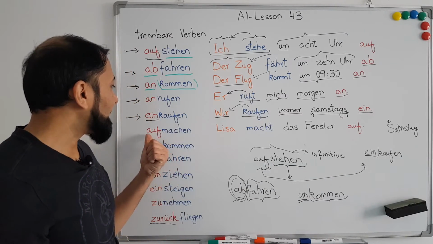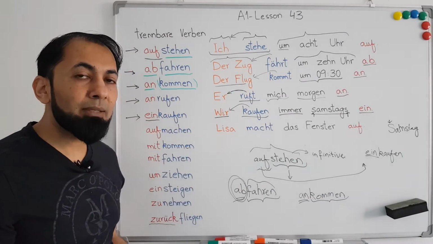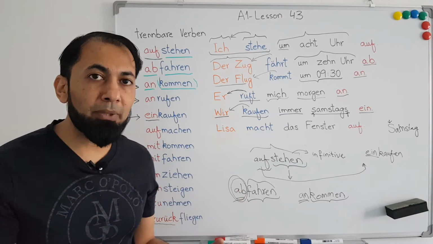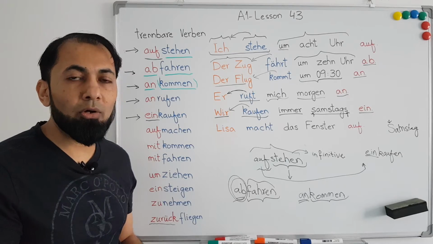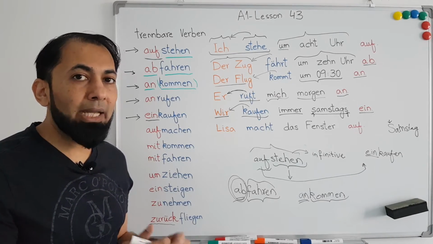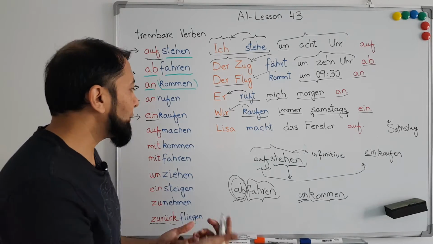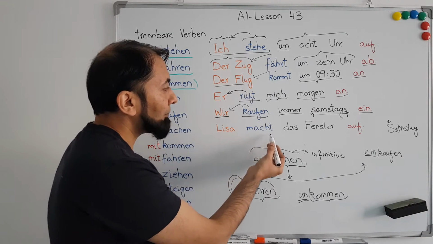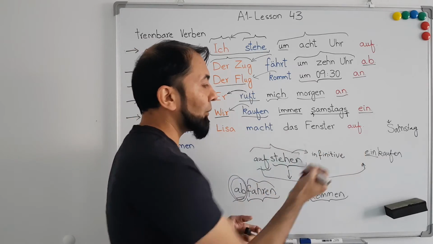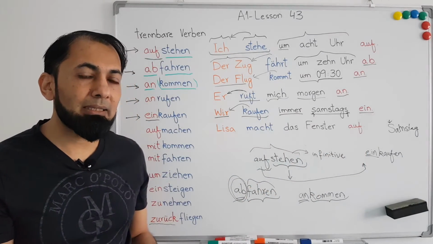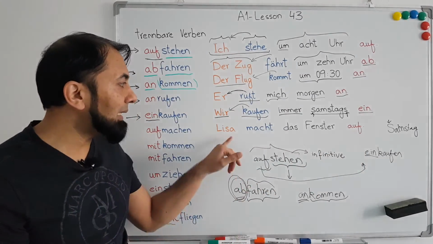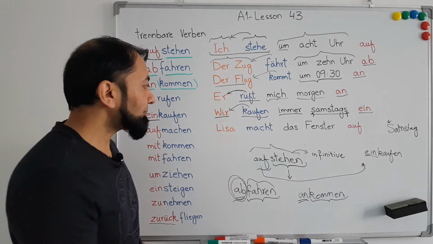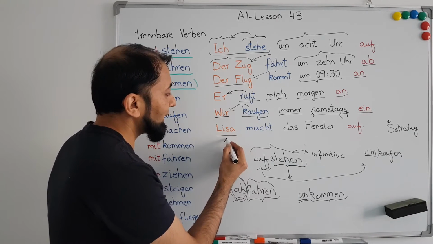Next is aufmachen. Aufmachen means to open. So whenever you want to use the word open, whether it is a window or door or a book or any box, for example, then you can use this verb aufmachen. Lisa macht das Fenster auf. Lisa opens the window. Now again, Lisa is the subject of the sentence.